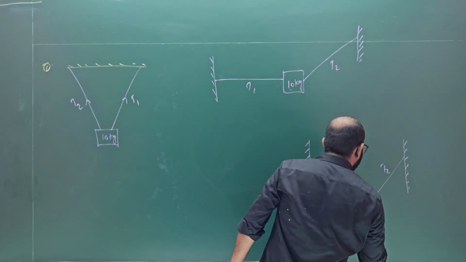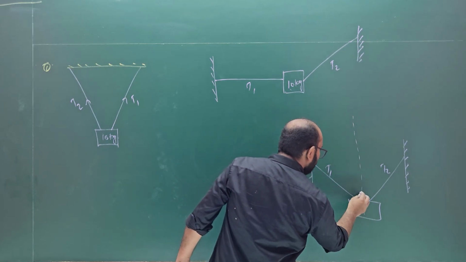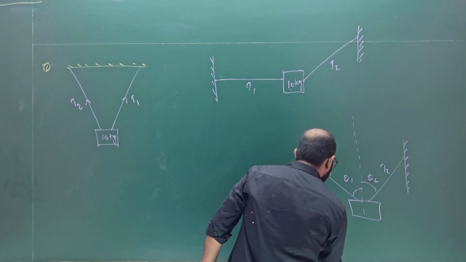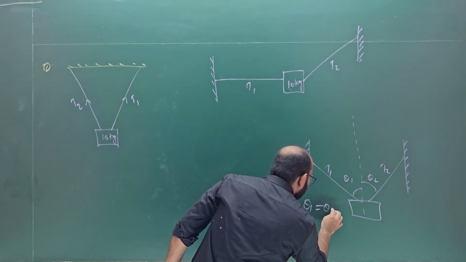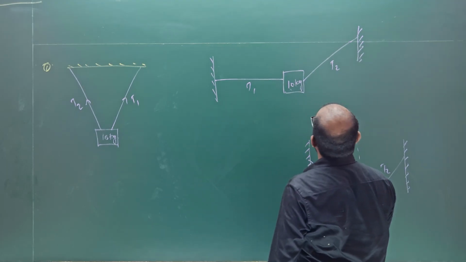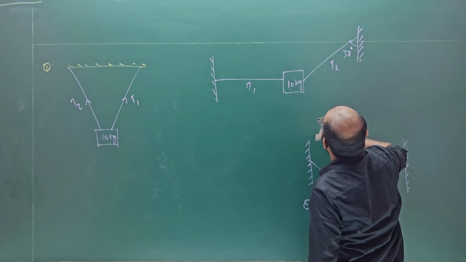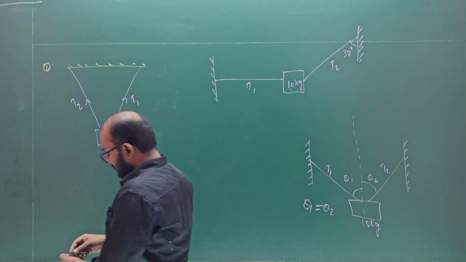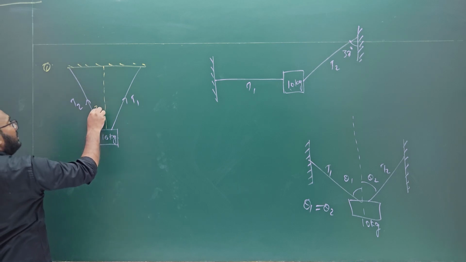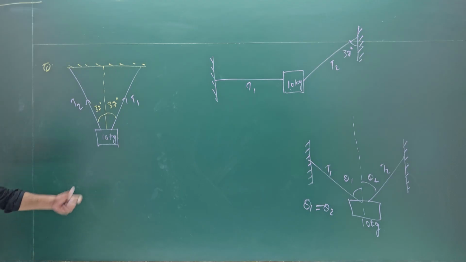T1, T2 and... start answering. This one is theta1, this one is theta2. Here given that theta1 is equal to theta2. Mass is 10 kg. If this one is making an angle, let's say 37 degree, take the angle for this one as well. Sorry, this one is making an angle, let's say 37 degree. This is also making 37 degree. Answer quickly and go home.